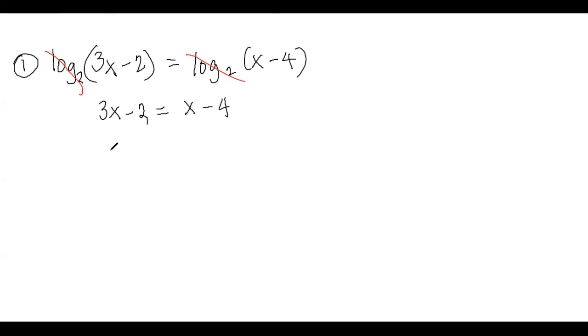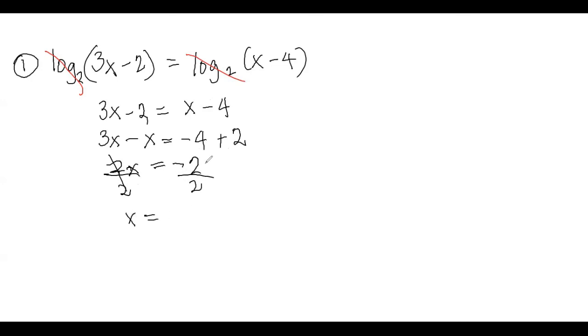Combine like terms in the same side of the equation, 3x minus x equals negative 4 plus 2. So we have 2x equals, plus pala to, sorry. So plus 2, so magiging negative 2. So we have to divide both sides by 2, x is equal to negative 1. Okay? So yan po siya.